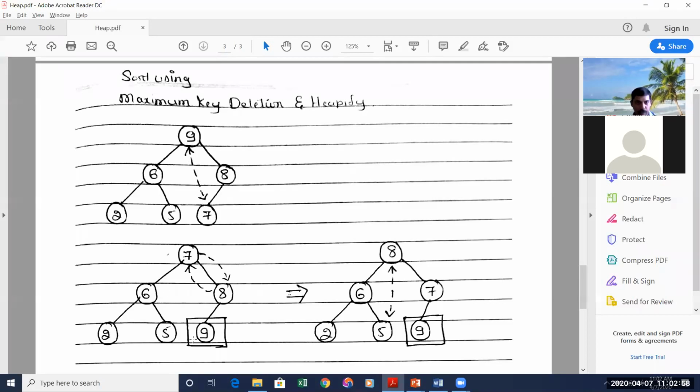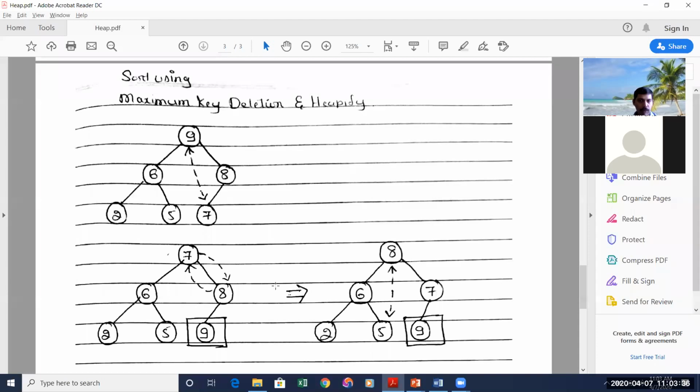Please follow the same procedure that I am following. Don't write it towards the right hand side. In the first step, you are just exchanging 7 with 9. 7 has come to the root position, 9 has come to the last position. Then the second step in maximum key deletion tells you to decrease the size of the array by 1. I have put a box here, which means the array size has been decreased by 1. Whatever is in the box should not be considered for the heap. Now the heap consists of only these 5 elements, not this 9. So the reduction is done.